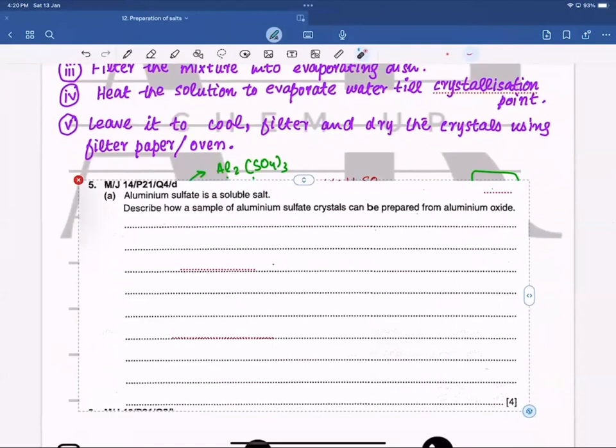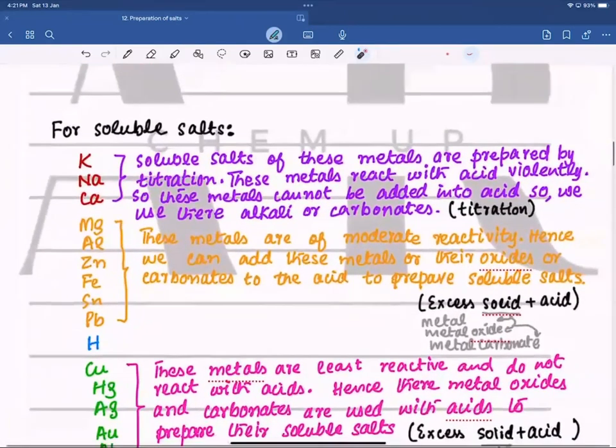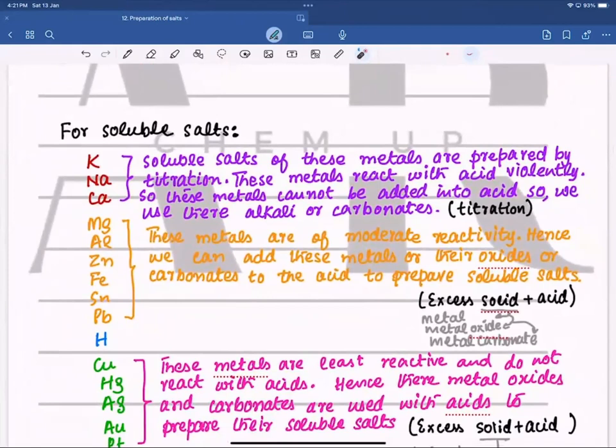They are saying that aluminium sulfate is a soluble salt, and we are discussing the methods for preparing the soluble salt. So which metal does it contain? Aluminium. Okay. Now read the second statement. Describe how the sample of aluminium sulfate crystals can be prepared from aluminium oxide. So they have told you that you have to use a metal oxide, and metal oxide is always solid. So it means which method we are going to use? We are going to use this second method, which is written in the yellow, an excess solid with the acid.